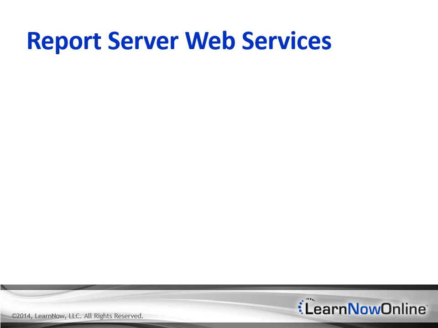Now, the report server web service is made up of two web services, or what are called endpoints. The first one is the management endpoint. You use this endpoint to manage a reporting services server and its reports, folders, data sources, whatever. And really, this is probably the endpoint that you're going to use most often.